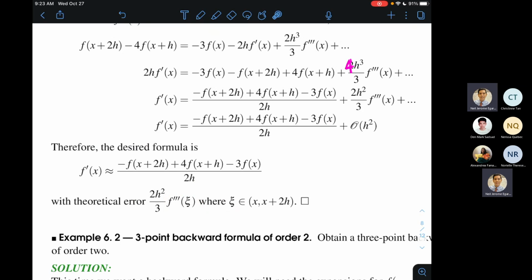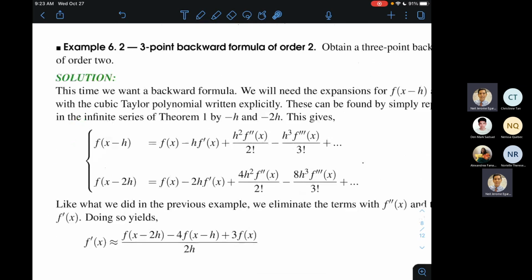Okay? Now, let me borrow probably 5 more minutes just to introduce example 6.2, which is very similar to what we have in example 1. Only here, we need a backward formula. So if the formula is backward, it means starting from x, I will use x minus h and x minus 2h, because my steps should go backward. That's of order 2. So here we'll need the expansions for f of x minus h and f of x minus 2h.